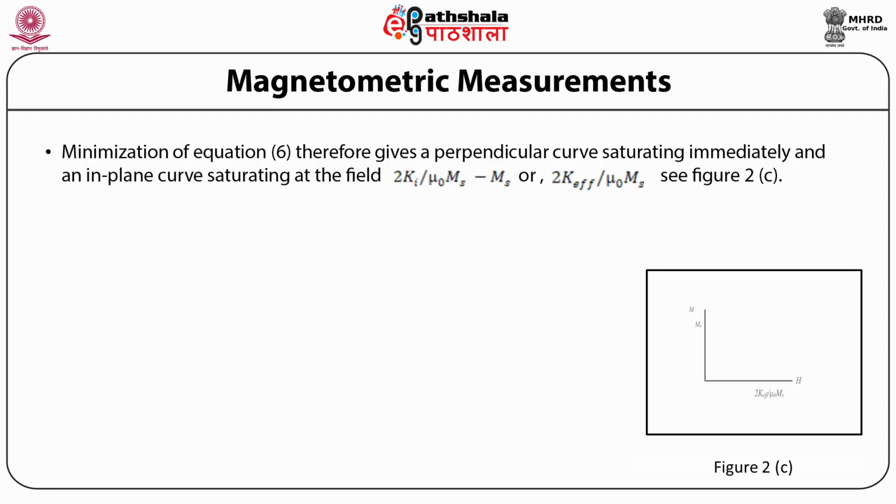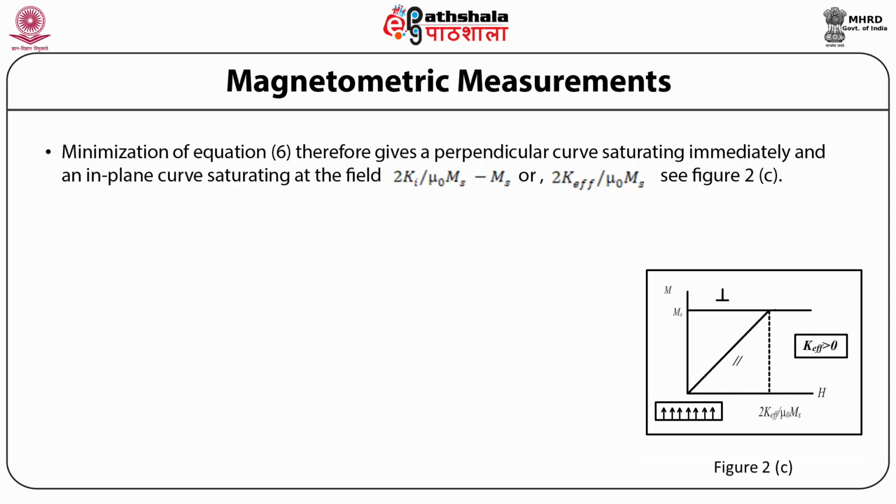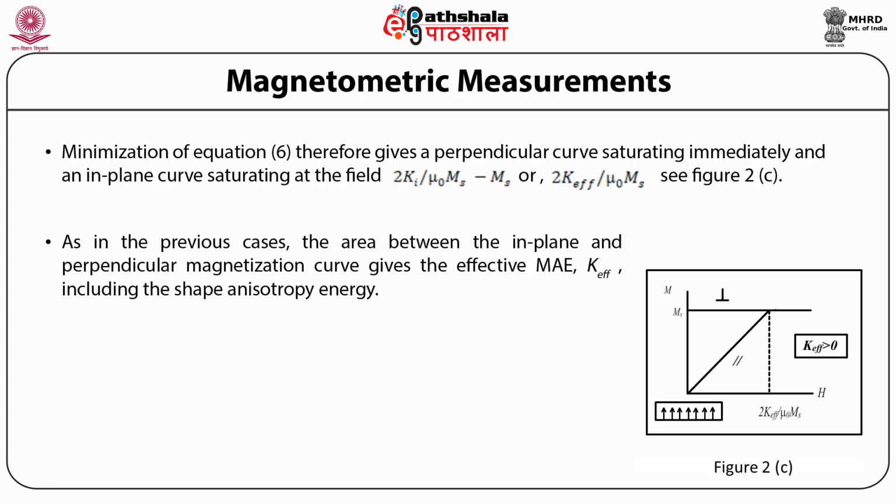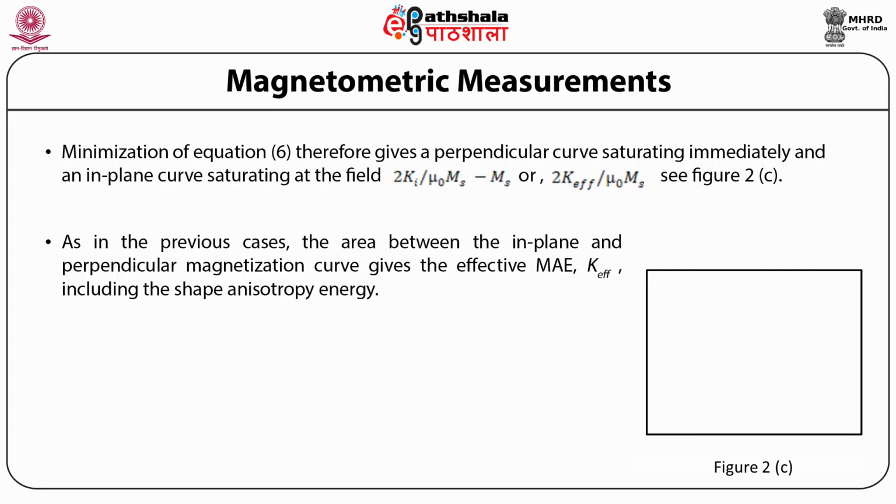Minimization of equation 6 therefore gives a perpendicular curve which is saturating immediately and an in-plane curve saturating at the field 2Ki divided by mu naught Ms minus Ms, or 2 times K effective by mu naught Ms, which can be seen in figure 2c. As in the previous cases, the area between the in-plane and perpendicular magnetization curve gives the effective MAE, K effective, including the shape anisotropy energy.